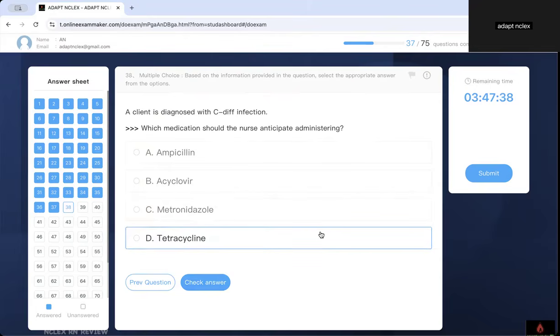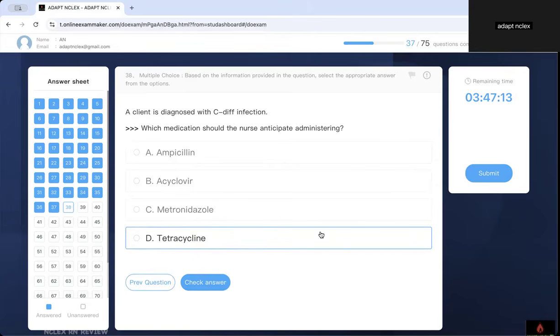And then a client is diagnosed with a C. diff infection. This is pharmacology. This is one of the hardest ones. Most people have a problem, but look, you have to master the medication. Don't memorize it, associate them. C. diff, how do you treat it? Do you give ampicillin, acyclovir, metronidazole, or tetracycline?